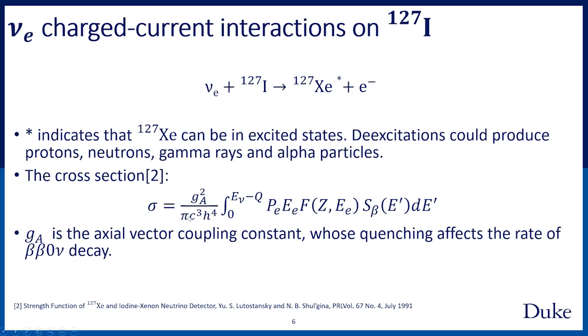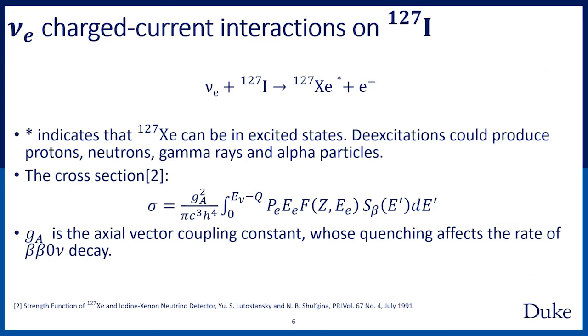As you can see, you have G sub A, the axial vector coupling constant. If you know the cross section, you can know G sub A and study its quenching. By quenching, I mean the experimentally measured G sub A in this process is smaller than the theoretical value. That affects the reaction rate of other experiments like neutrinoless double beta decay. So if you know the quenching, it can benefit your studies of other important experiments.